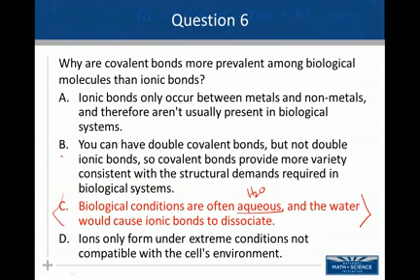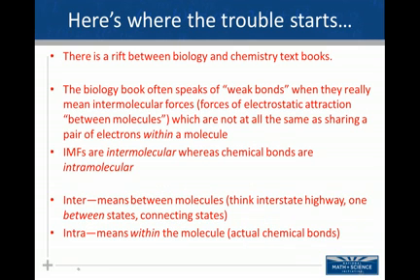Okay, I'm not mad at you if you chose B, because you'd think two bonds were better than one, but the deal is ionic attractions are Coulombic attractions. They're in a whole different category, and they are enormously stronger than any combination of even 3 covalent bonds. Ions only form under extreme conditions not compatible with the cell's environment. That's not true. Lots of ionic compounds are very, very stable. Salt, NaCl, the one you know and love, being one of them.